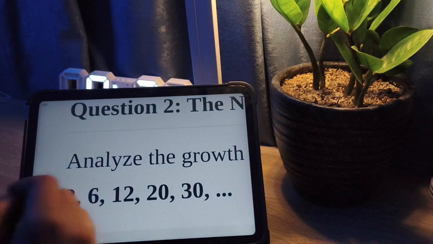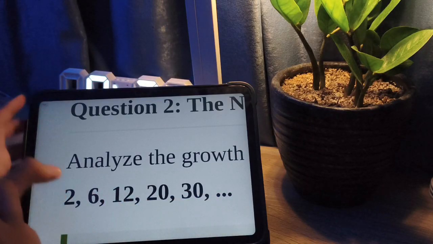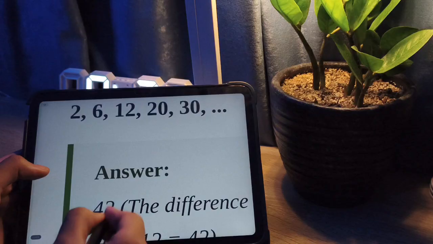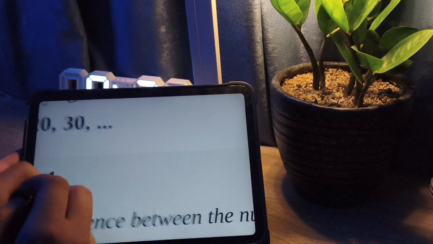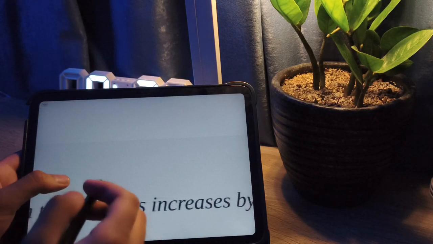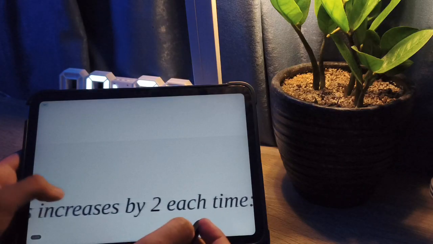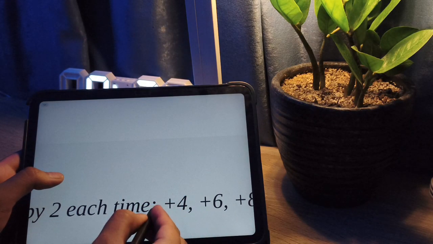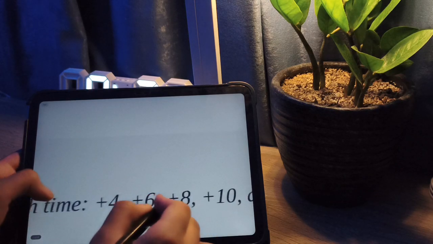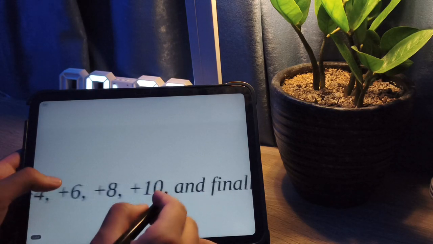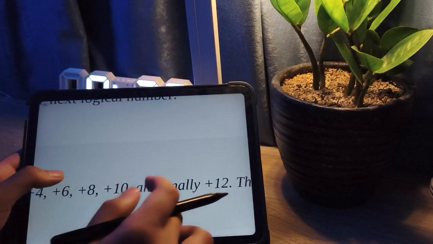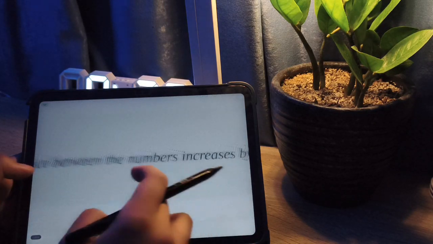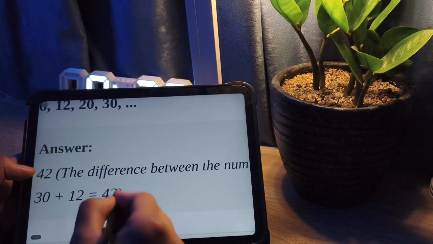What do you think, guys? The next number following 30 is 42. Why? Because for each number we increase 2 each time. Then plus 4, then plus 6, then plus 8, and then plus 10, and finally after 30 we add 12 to become 42.